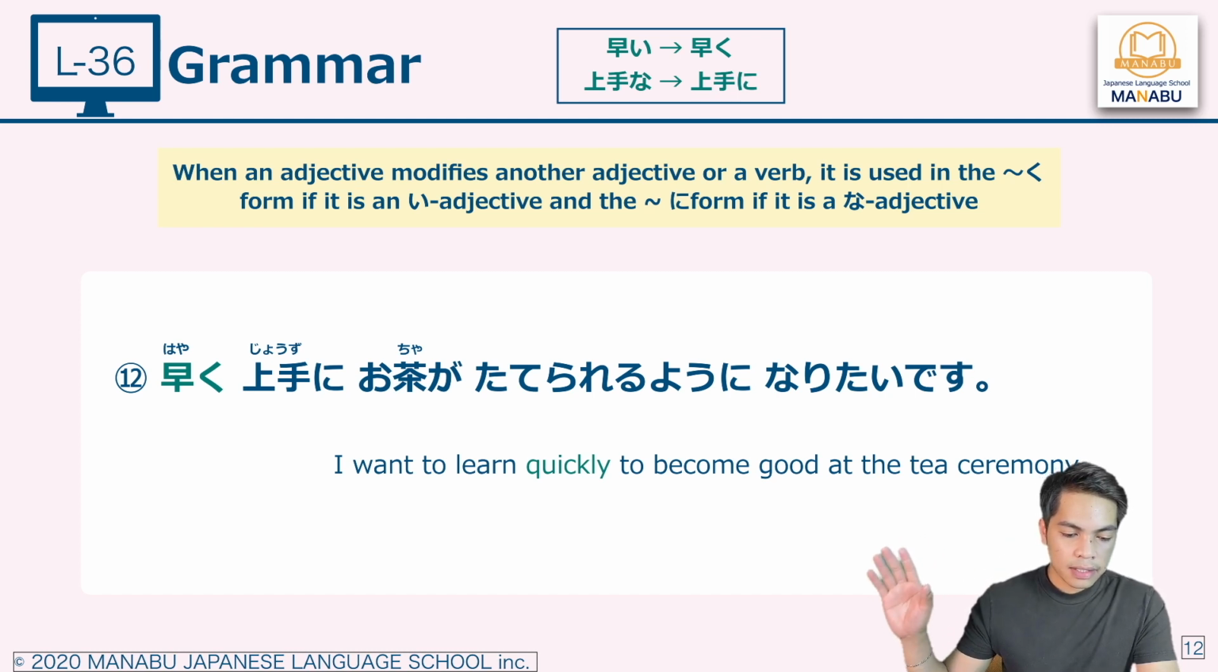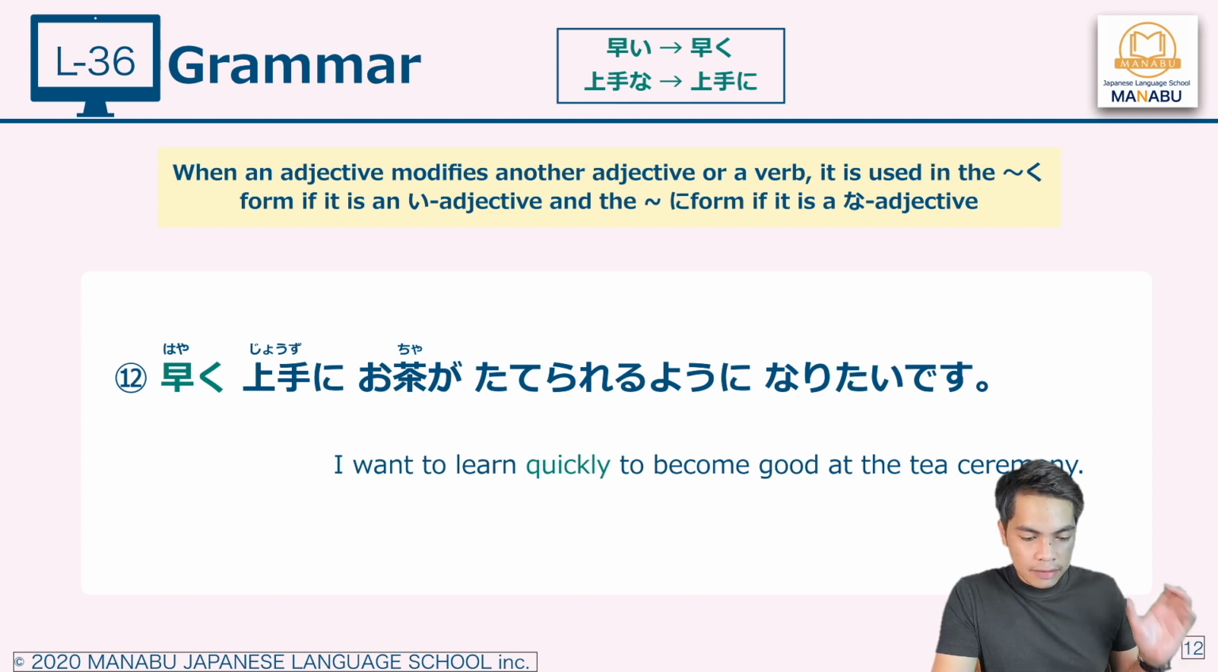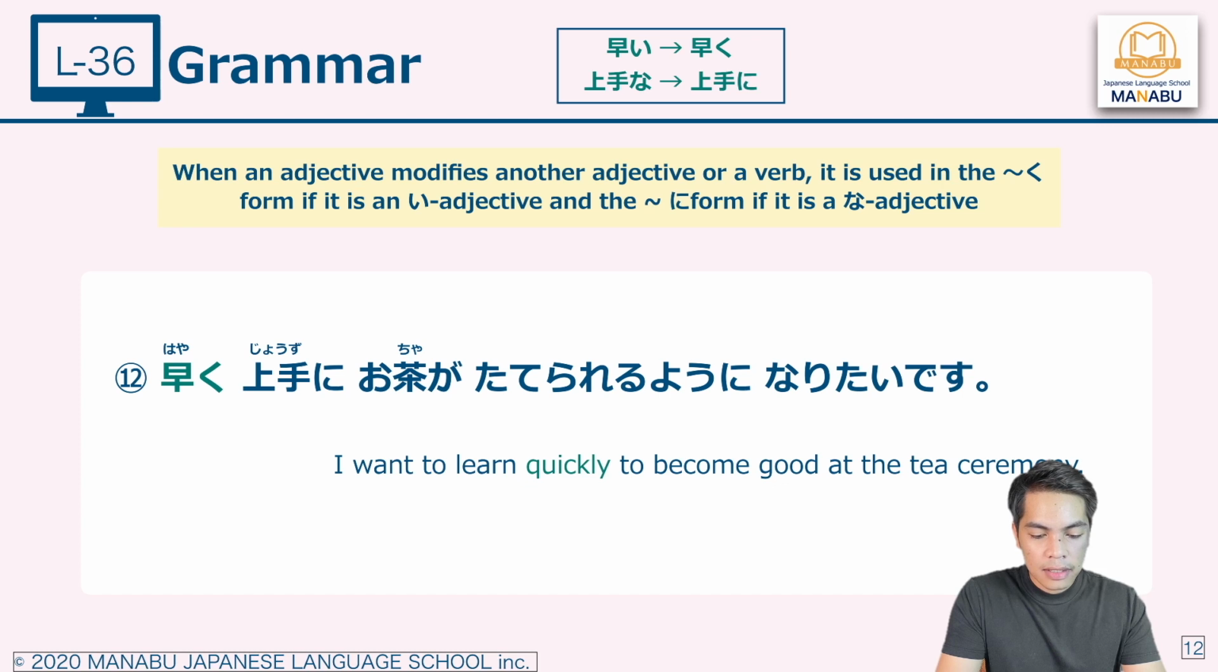So we will conjugate the adjective hayai to the ku form because we will use it to modify the na adjective jouzu. So from hayai, it will become hayaku, jouzu. Then the na adjective jouzu is used to modify the verb, so we will add ni to the na adjective jouzu because it is a na adjective. So hayaku jouzu ni ocha ga taterareru you ni naritai desu.